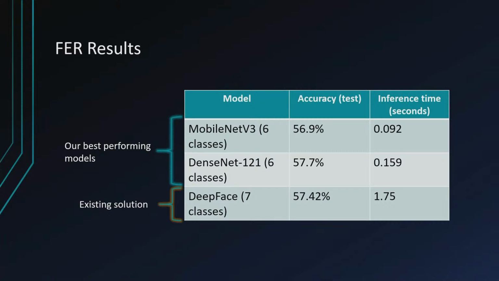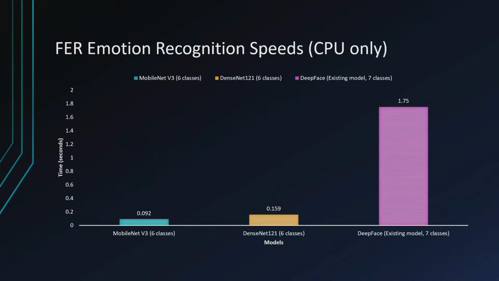Below them, we have an existing solution known as DeepFace. Now our main focus was the inference time, and so as you can see here, our MobileNet v3 model performs much better than the existing DeepFace model, which takes almost 2 seconds per inference.